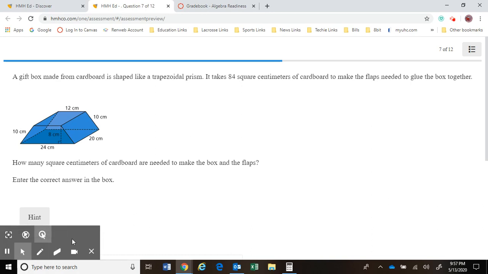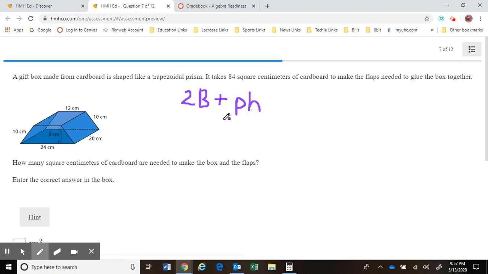All right, so I'm trying to find surface area. Okay, so of course that's going to equal 2 times the area of the base plus the perimeter of the base multiplied times the height. So we've got a trapezoid right here, and I need to find the area of that trapezoid. Now it says it takes 84 square centimeters of cardboard to make the flaps. So I'm pretty sure that they're saying that the flaps are the trapezoids, okay? Well, let's just calculate that out and find that out first.